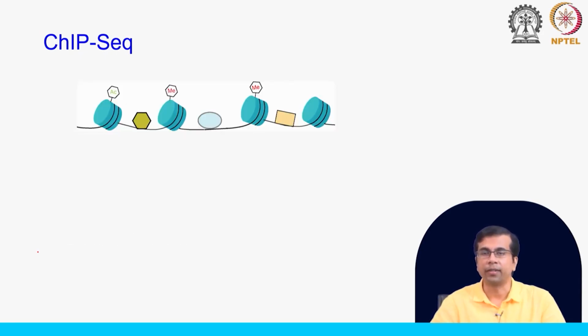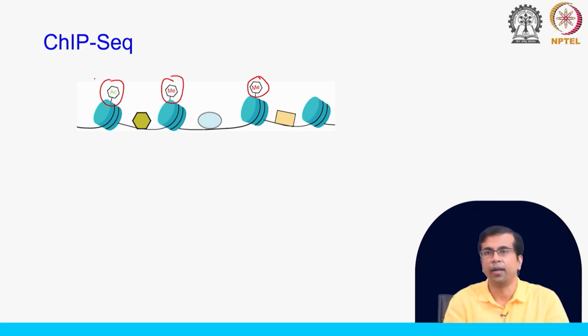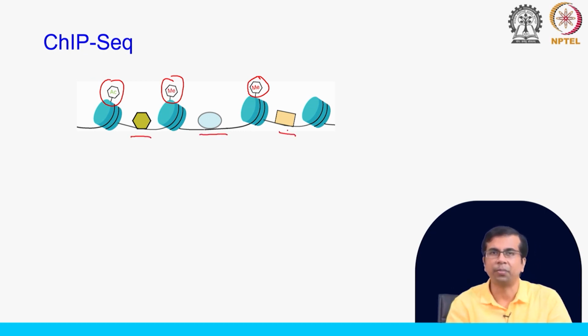Okay, so let us move on to this animation, so you will understand this process better. What you have is this DNA. You can see these histones and their modifications on top. For some histones you have methylation, some acetylation, just for illustration purposes. And then you also see certain proteins that are bound to DNA. These could be transcription factors or other proteins. The process remains the same.